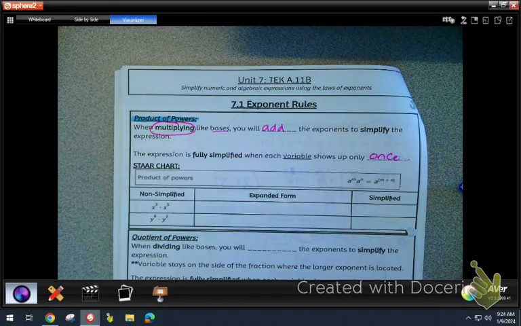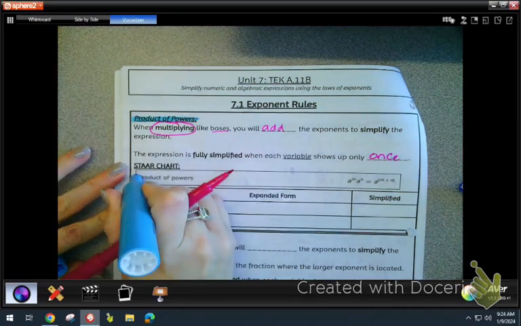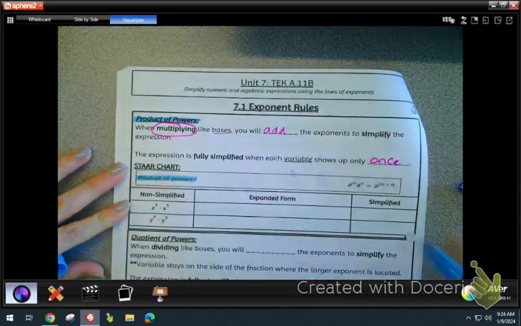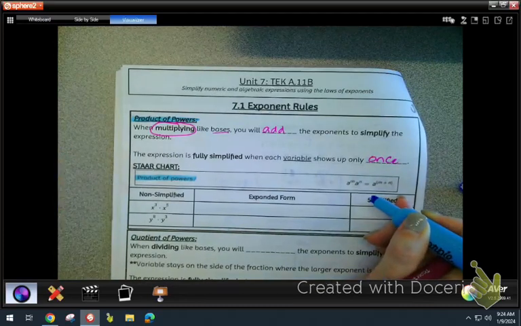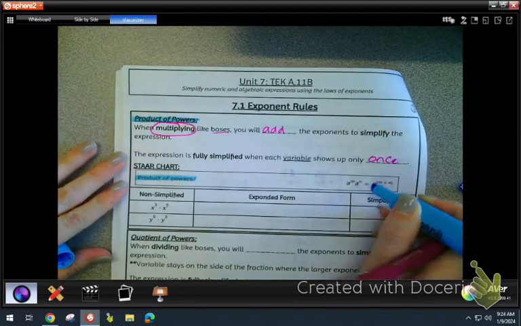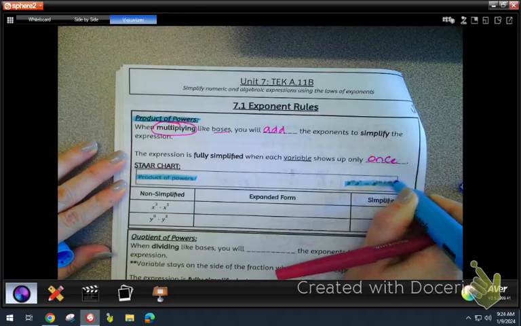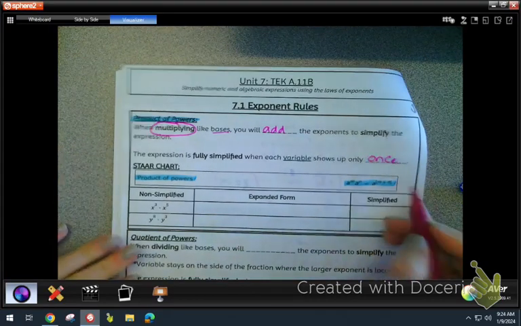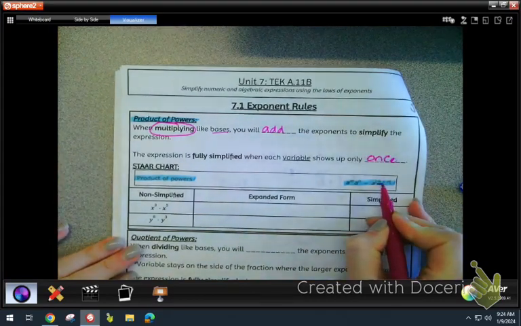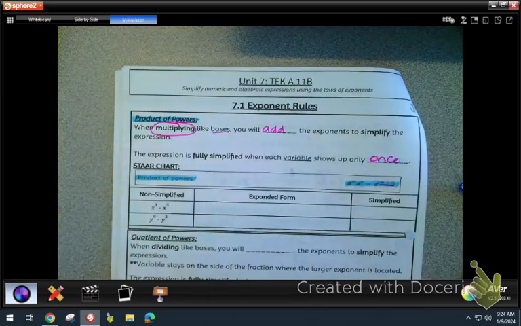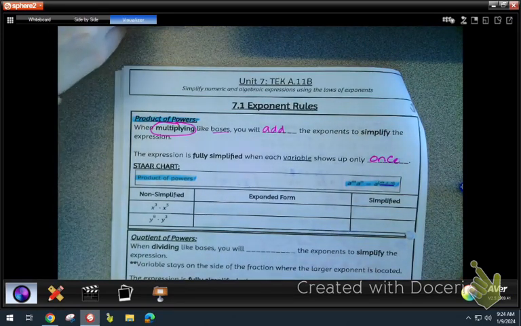So here's what the STAR chart shows you for the product rule. It says product of powers right here. And remember, when you take your STAR test, your EOC in April, you will have this. You just have to know how to interpret it. Do you see right here where it says M plus N? That's telling me there's a plus sign, I'm going to add. Okay? So let me show you why it works, and then we'll do some practice with it.